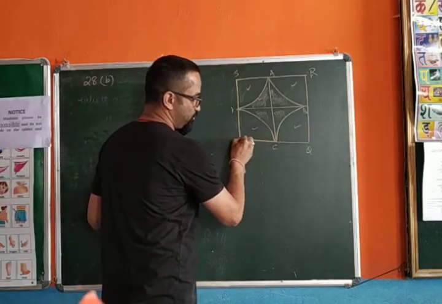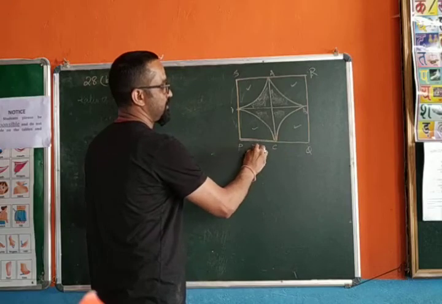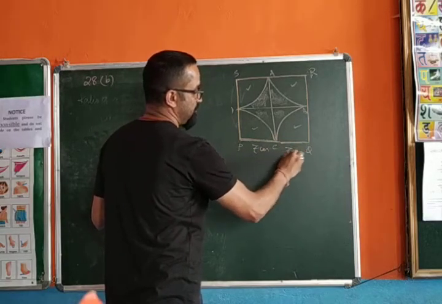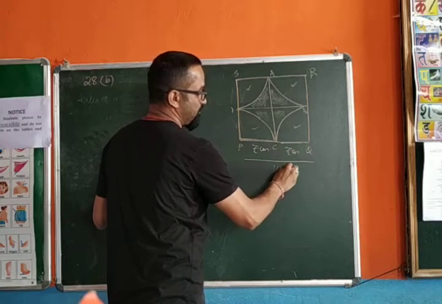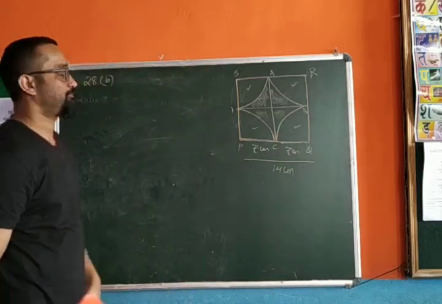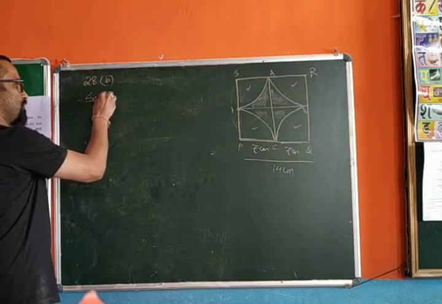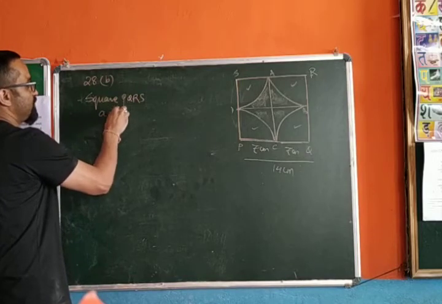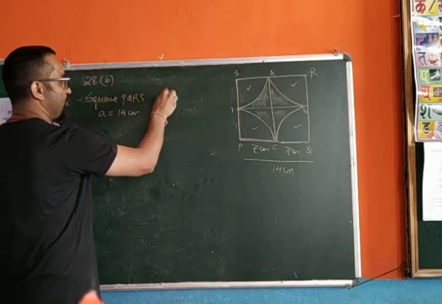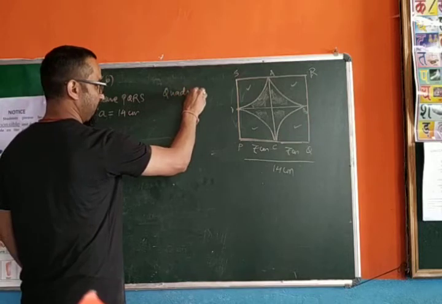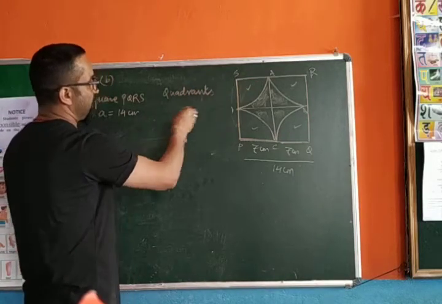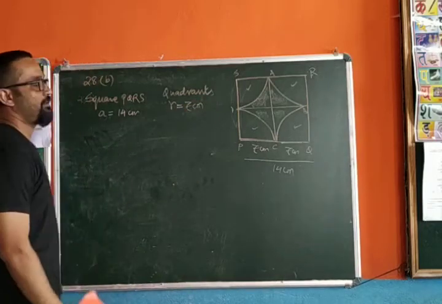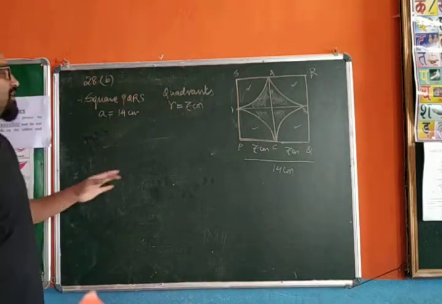Radius is given. This portion is the radius 7 centimeter. This portion is radius 7 centimeter. Add it up, you get 14. You get the side of the square. So you write square PQRS. Side is known, which is 14. Quadrants are there. Radius we know, which is equal to 7 centimeter. Now we can calculate the area of the shaded region.